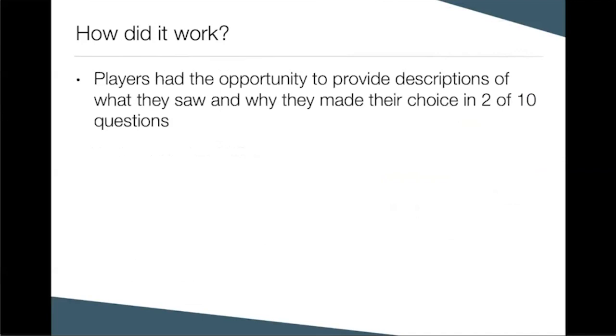So how did it work again? The players also had the opportunity to provide descriptions of what they'd seen. In question 2 and question 10, there was an opportunity to provide some written evidence of what their thought process was and why they'd made that decision. This was really informative from my point of view as an analyst to understand their thought processes, but it also helped me massively for my dissertation because it provided a lot of qualitative data from the players around what their thought processes were and how they were coming to those decisions.